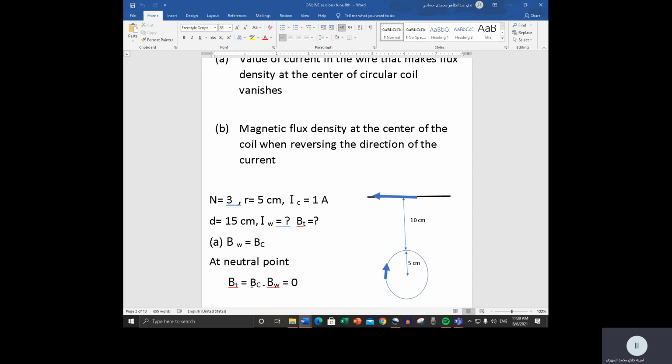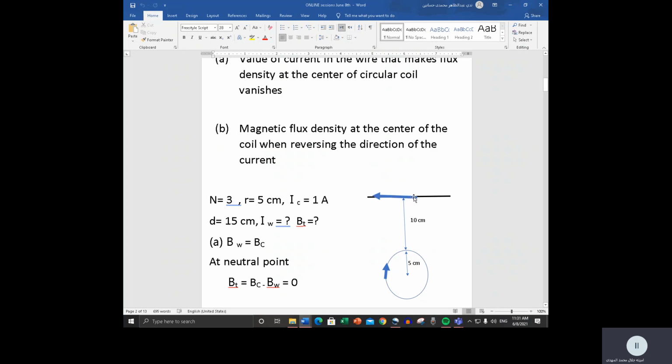So here you have the total magnetic flux density, B sub T, equals B sub C minus B sub W. B sub C is the magnetic flux density of the coil, minus B sub W. B is the magnetic flux density and W is the wire. So we subtract the two of them. Why do we subtract them? Because simply it is a neutral point. At the neutral point, the two magnetic flux densities are equal to each other, and they are in opposite directions.